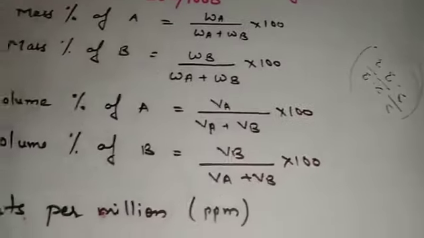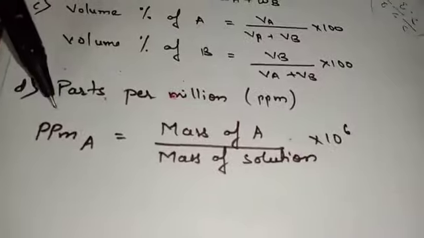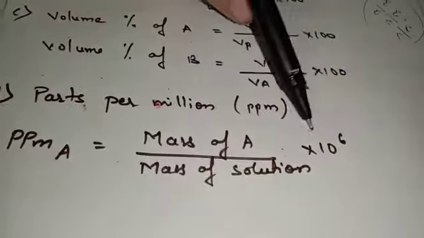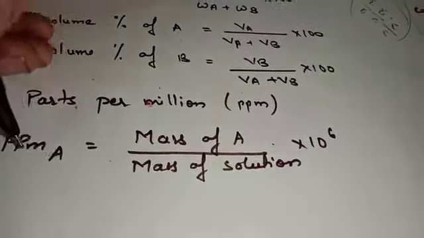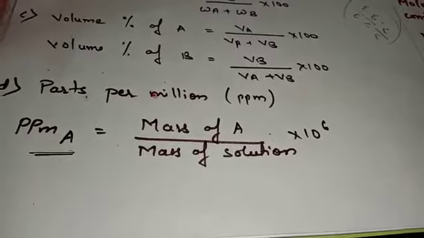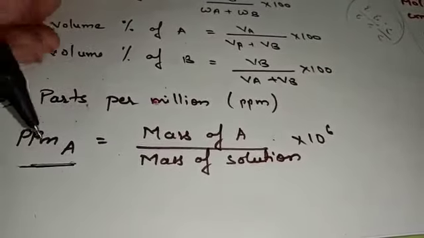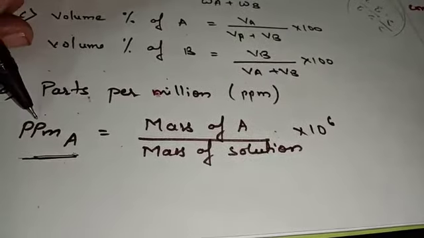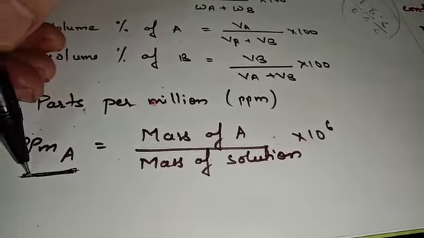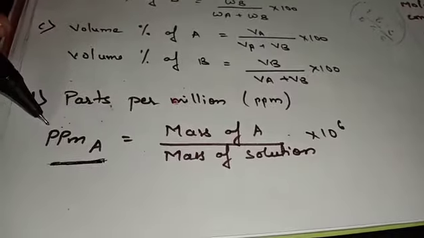Now the next will be parts per million. It is represented by ppm. So ppm can be calculated as mass of component A upon mass of the solution into 10 to the power 6. We are going to use the ppm unit when the amount of solute is very small compared to the solvent. You have often read in the newspaper, whenever you read about articles on pollution and all these things, the unit comes to be ppm.